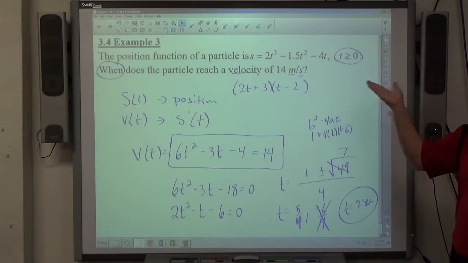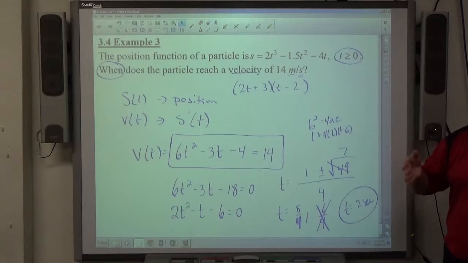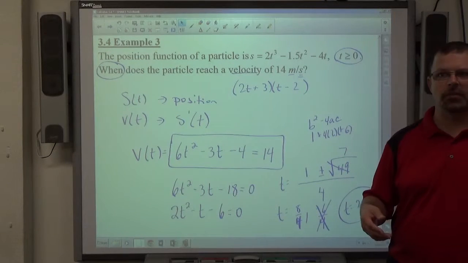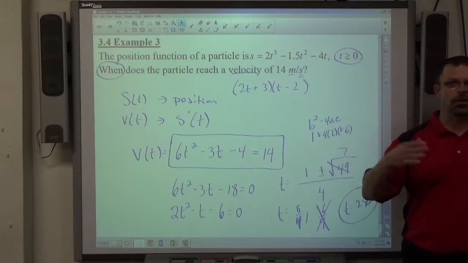They could have asked any one of those types of questions yesterday. When is the particle at rest? When does the particle stop? When is it moving in a positive or negative direction? How far does the particle move from this time to that time? What's the displacement of the particle over the first 10 seconds? How far does the particle move in the first 10 seconds? Difference between displacement and movement.